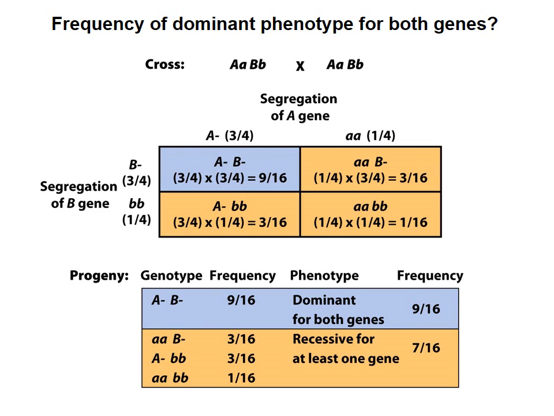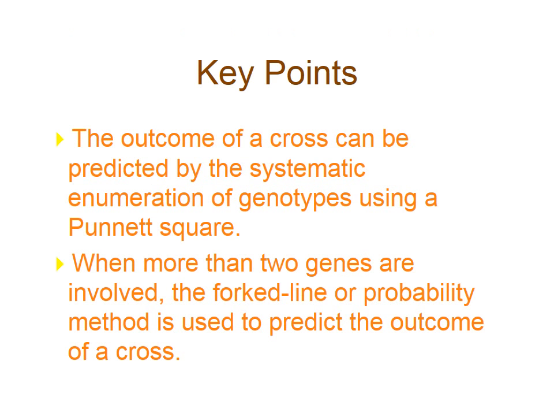So in a problem, you could have a question that says, okay, what's the frequency in this cross of the dominant phenotype for both genes? Or you could say, what's the frequency for being recessive for at least one gene? And you could just go through, use that methodology and calculate that. All right. That's the end of the probability.